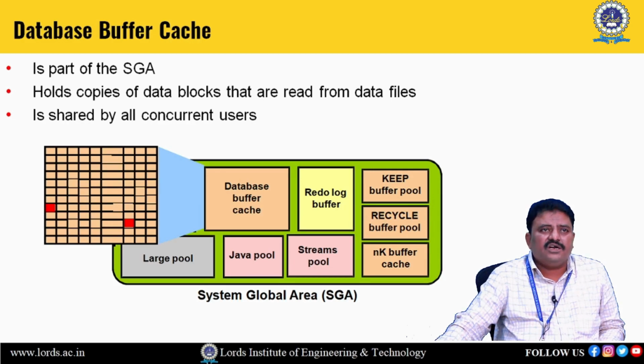Until that time, all your data is present inside Oracle's database buffer cache. As I told you, the database buffer cache is part of the SGA. It holds copies of data blocks that are read from the data files, and if a user is writing anything, that also will be kept in the database buffer cache, and it is shared by all concurrent users. Since it is shared by all the concurrent users, the architecture has been built in such a way that it is part of the SGA. So we have the database buffer cache, which is part of the system global area.